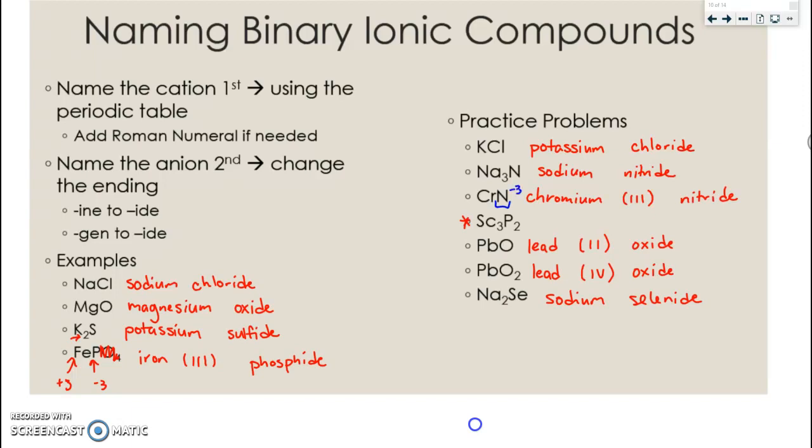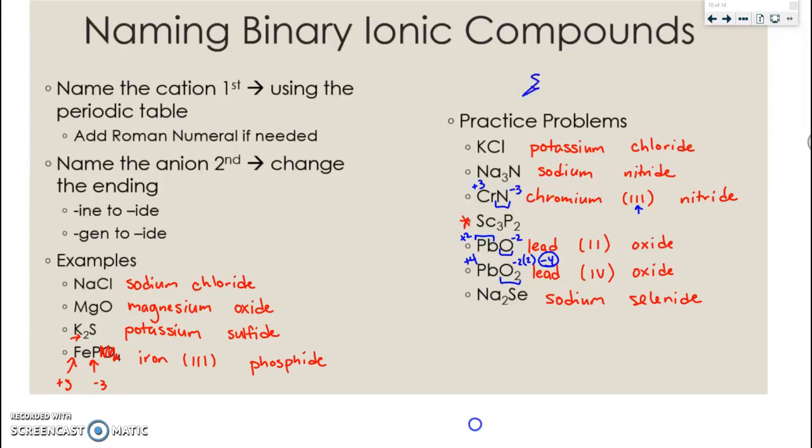Nitrogen has a -3 charge according to our periodic table. Therefore, chromium has to be +3. So we put a 3 here. Same thing is true with the lead down here. Oxygen is -2, so lead has to counter that at +2. Here, we have a -2 oxygen, but there are 2 of them, so the overall charge is -4. So lead has to be +4. Okay, the other one should have been okay.